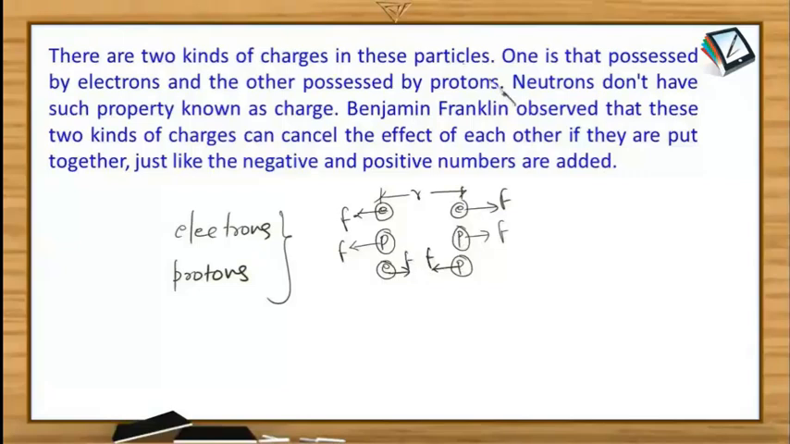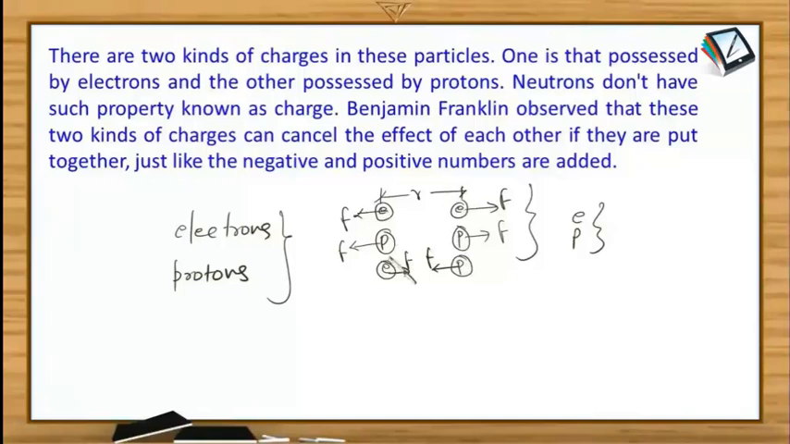So from these observations, we can infer that the magnitude of charge possessed by the electron or the proton must be the same, because the force of repulsion is the same whether it is the case of two electrons or two protons. On the other hand, electron and proton are found to attract each other. So it indicates that there is a difference in the characteristic of charge possessed by the electron and the proton.